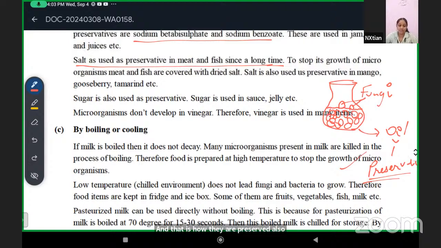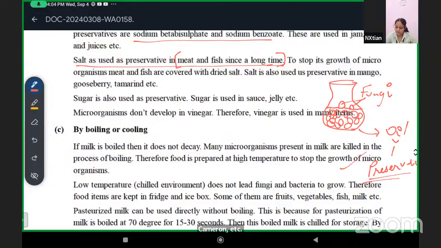To eliminate the smell also, lemon, vinegar, salt, all of them are used. And then to give it flavor also. It does all the three things when we are marinating meat and fish: it eliminates all the smell, gives it flavor, and keeps it fresh. Then, to stop the growth of microorganisms, meat and fish are covered with dried salt. Salt is also used to preserve mango, gooseberry, tamarind, etc.